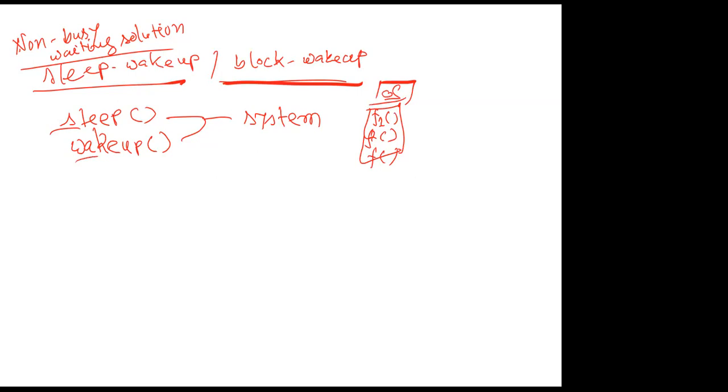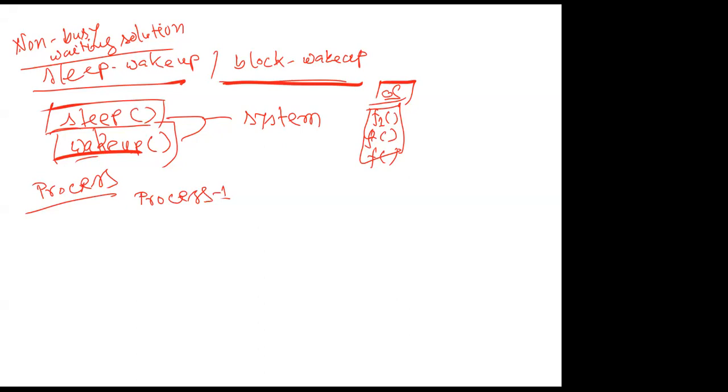Now let's take how you can implement the synchronization mechanism by using sleep and wake up methods. Let me give you one example first, then it will be clear. Let's take two processes. This is process one, or in simple terms P1, and another process is P2. Okay, we have two processes.